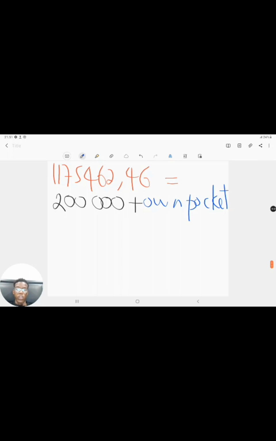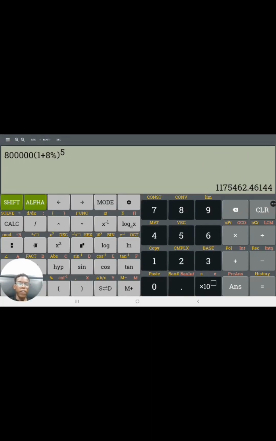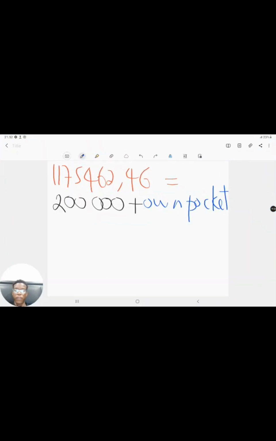If we punch that into the calculator, what will we get? This is going to be that minus 200,000. It's essentially the total cost of the new tractor minus the 200,000, right? So I'm just going to say minus 200,000. Okay, that's 975,462.